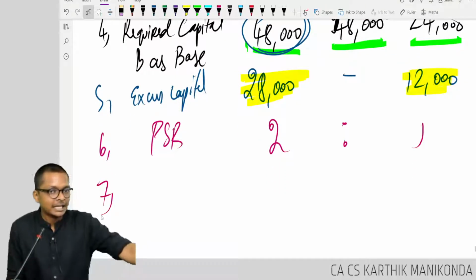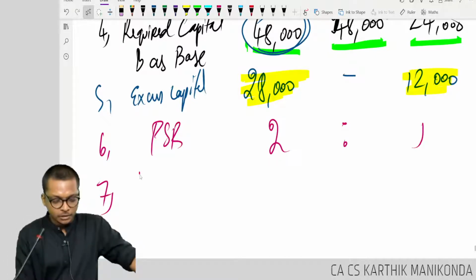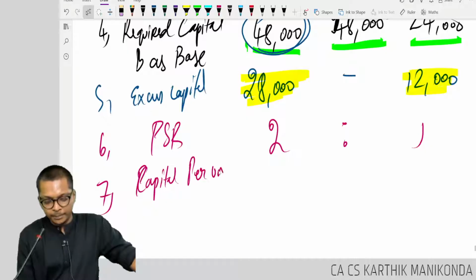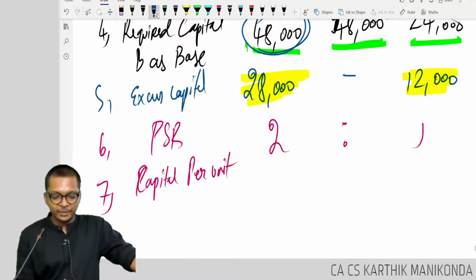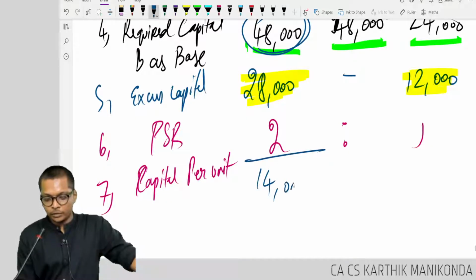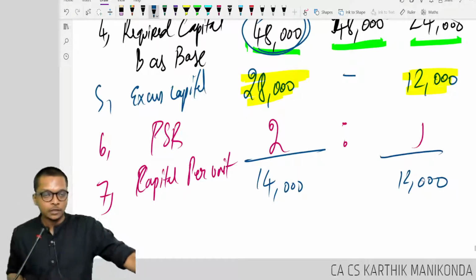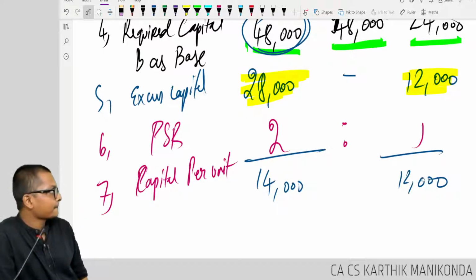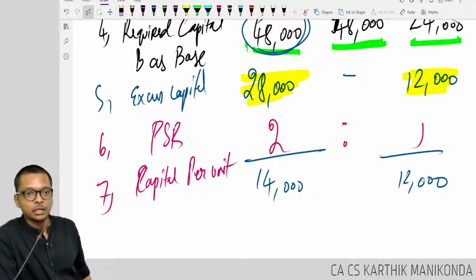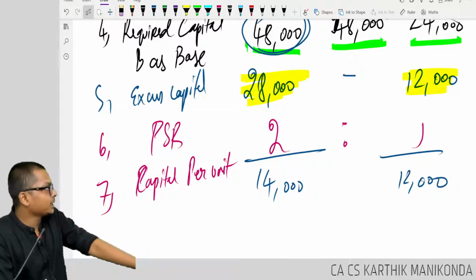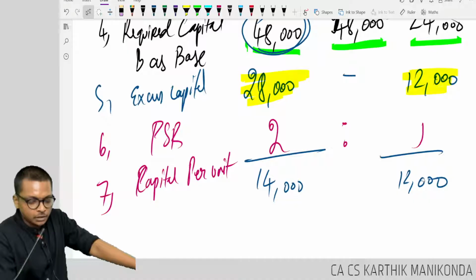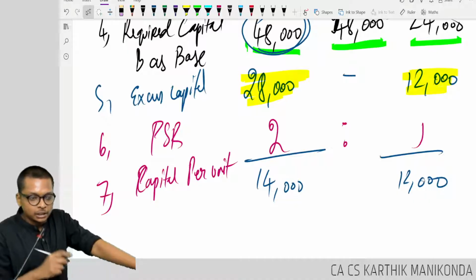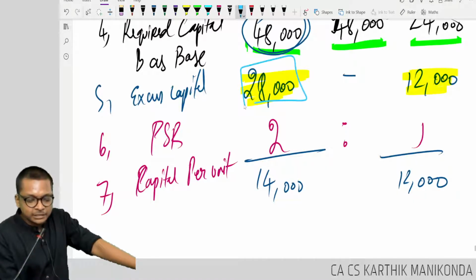Profit sharing ratio. I will find capital per unit. You will find how much, guys? 14,000 and 12,000. Here, follow carefully. Here, A is saying, follow very carefully. Now the new capital is 28,000 and 12,000.